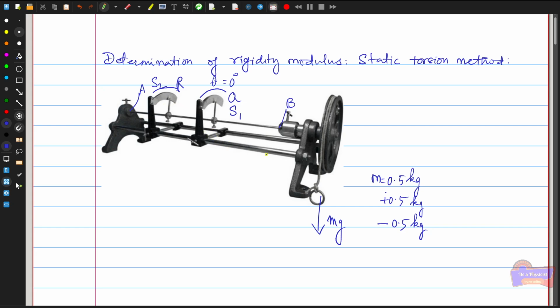So once you are done with the loading and unloading in one direction, you are going to take this rope on the other side and twist the wire in the clockwise direction. Initially you were taking the torsion in the anti-clockwise direction, twisting it by adding the weight on this side.